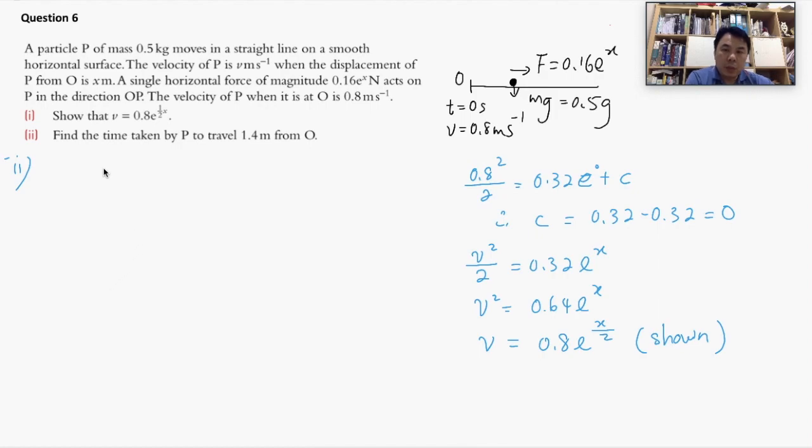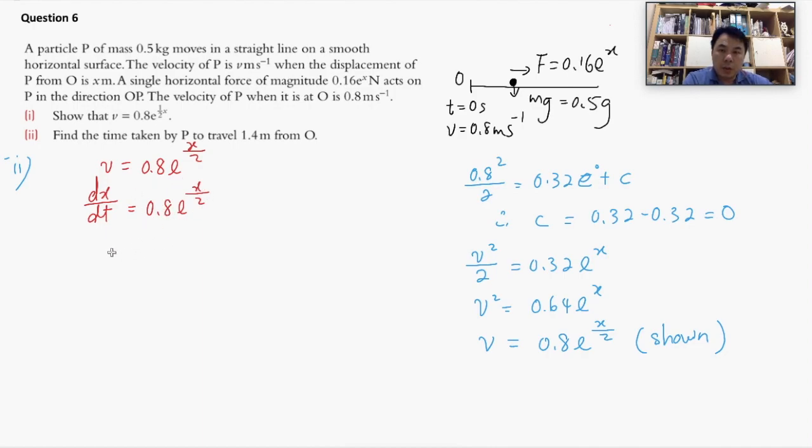Time taken. So we're going to use v equal to 0.8 e^(x/2) here. Velocity is the rate of change in displacement, which is the same as this. Okay, and then we're going to solve this differential equation.